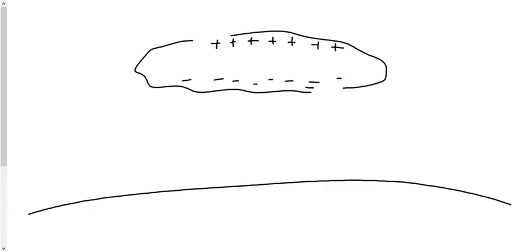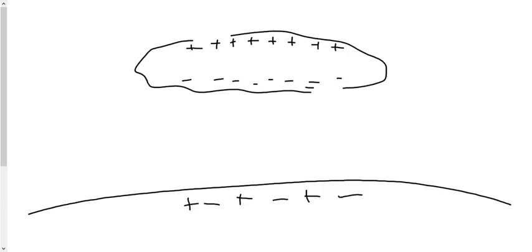What would we call that, by the way, if it's neutral overall, but there's negatives on the bottom and positives on the top? Yeah, it's polarized, or we could call it a separation of charge. Yeah, either one. Now, what is that going to do to the Earth? The Earth that is neutral, equal number of positives and negatives. What's it going to do to the protons in the Earth?